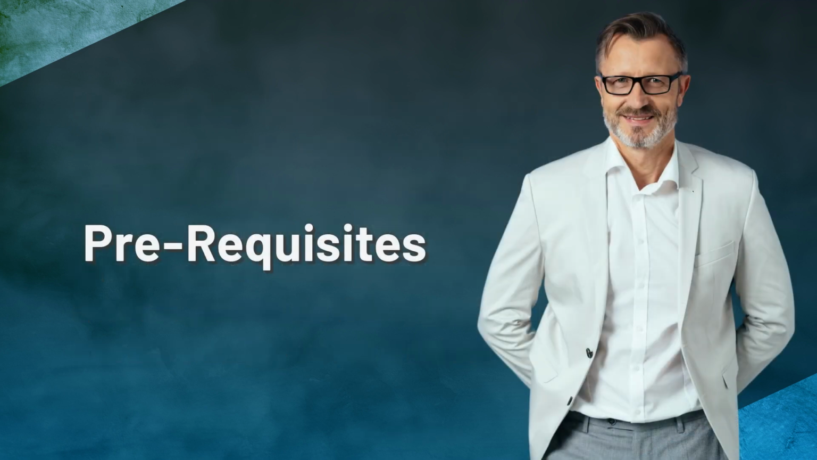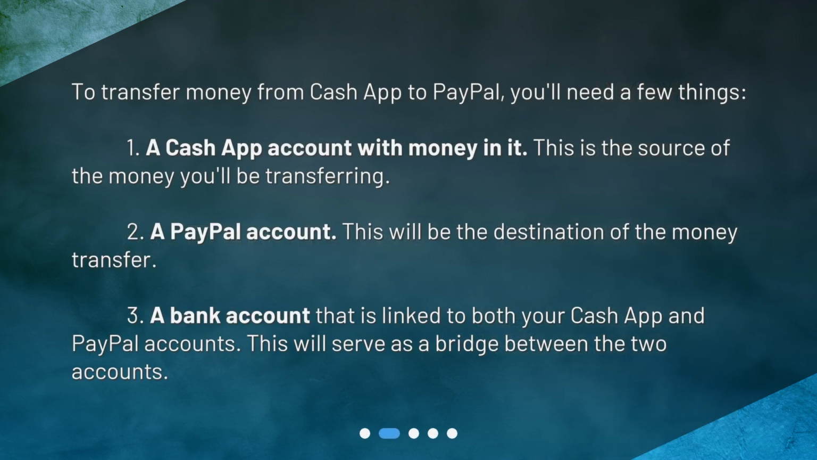Prerequisites. To transfer money from Cash App to PayPal, you'll need a few things. 1. A Cash App account with money in it. This is the source of the money you'll be transferring. 2. A PayPal account. This will be the destination of the money transfer. 3. A bank account that is linked to both your Cash App and PayPal accounts. This will serve as a bridge between the two accounts.